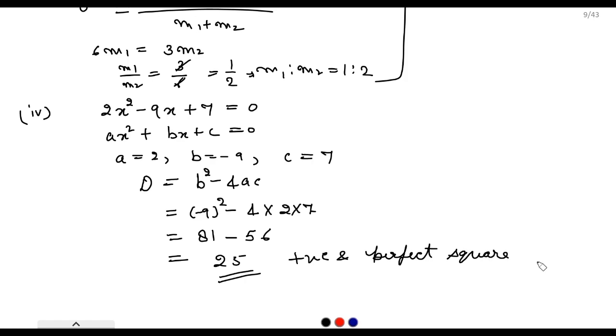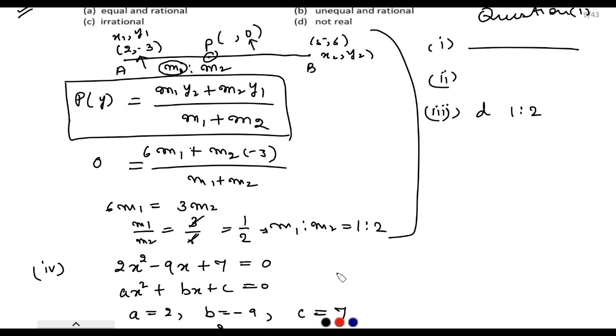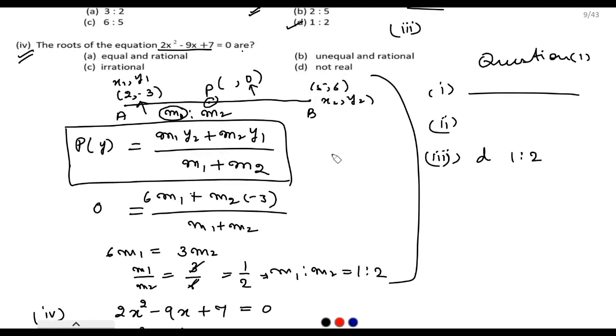So its roots will be real, due to this being positive and due to being a perfect square. Means option A is the right option.